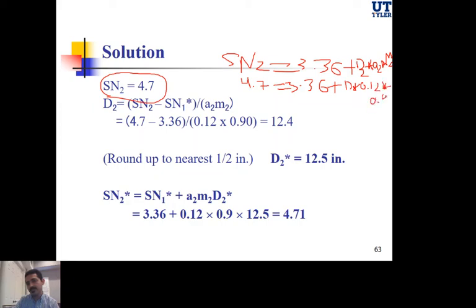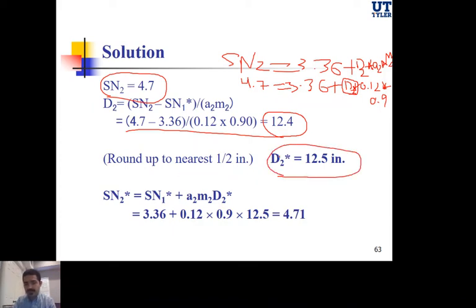So the only unknown in this equation is this D2 right here. So if you do the calculation following this here, you're going to get a required thickness for the second layer equal to 12.4 inches. Again, this 12.4 is not realistic. We need to round it to the nearest half an inch. That's why D2 star is 12 and a half inches.